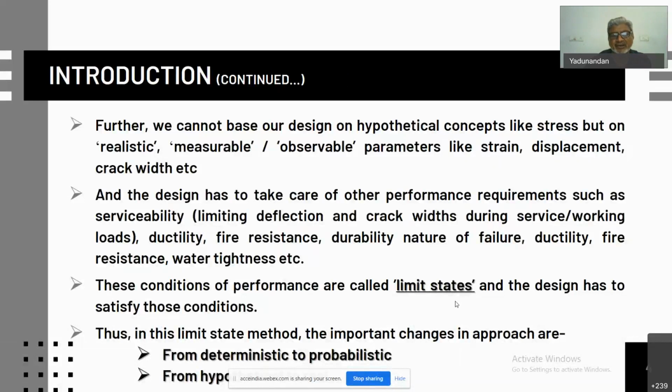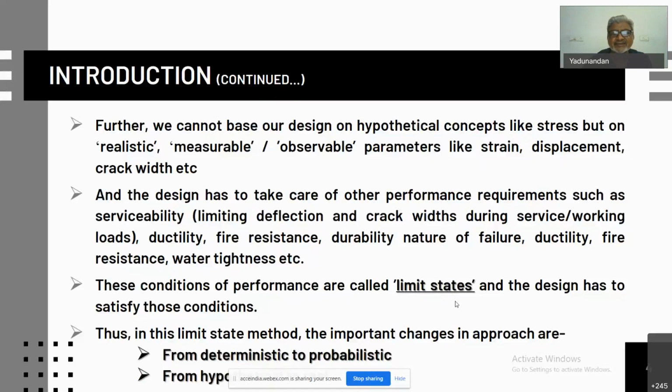This comment is coming because earlier in the working stress method, we were just fixing permissible stress based on the strength characteristics of the materials observed in the laboratory, and we are trying to contain the stress, where stress per se is not a quantity which can be seen.